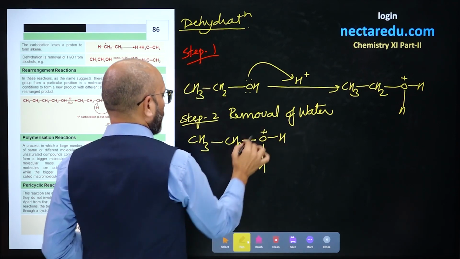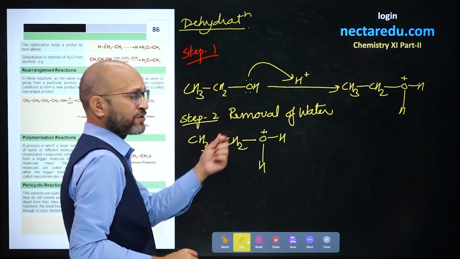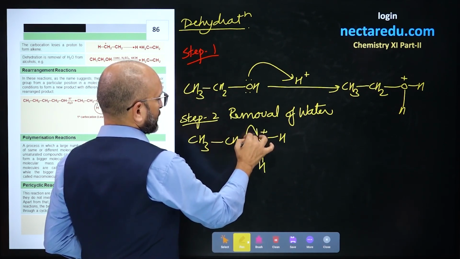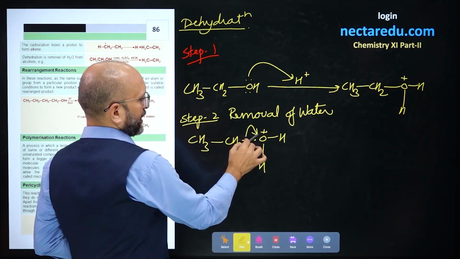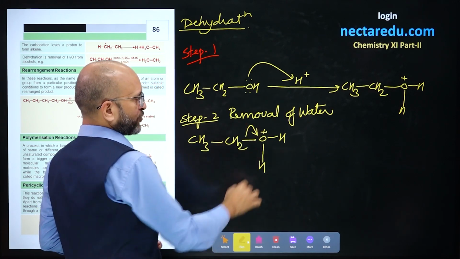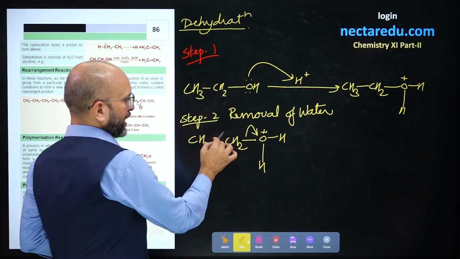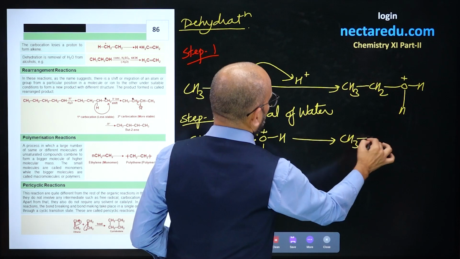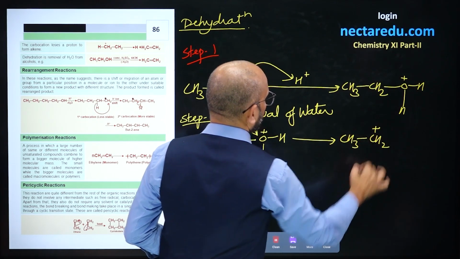See, now plus oxygen is not stable at all. So this will break this bond like this. So this will get minus, plus will be neutralized. So water is removed and the carbon behind gets a positive charge. So you get the carbocation like this, CH3CH2 plus.